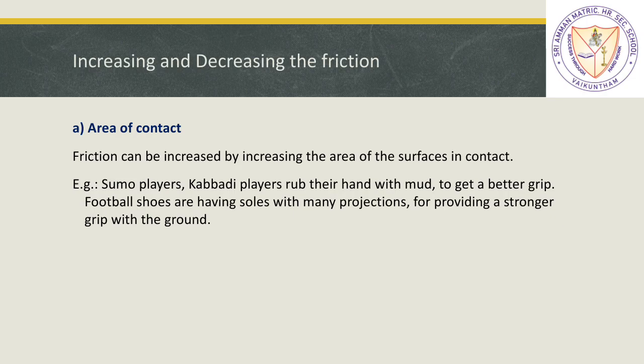Area of contact: friction can be increased by increasing the area of contact. We have studied that as the area of contact increases, the friction also increases. For example, sumo players and kabaddi players rub their hands with mud to get a better grip. Football shoes have soles with many projections for providing a stronger grip with the ground. So these are the things under area of contact which help in increasing the friction.